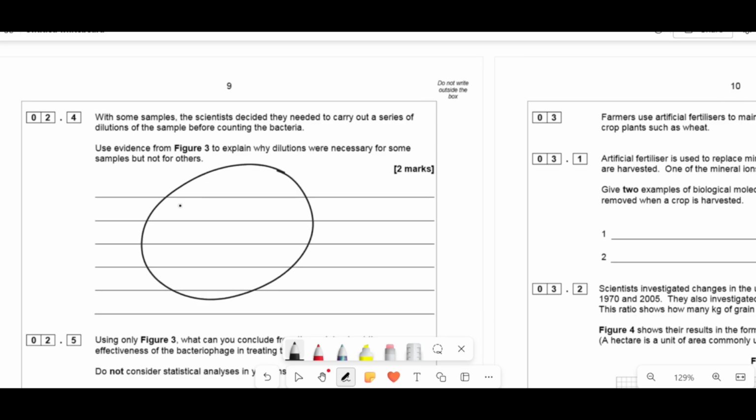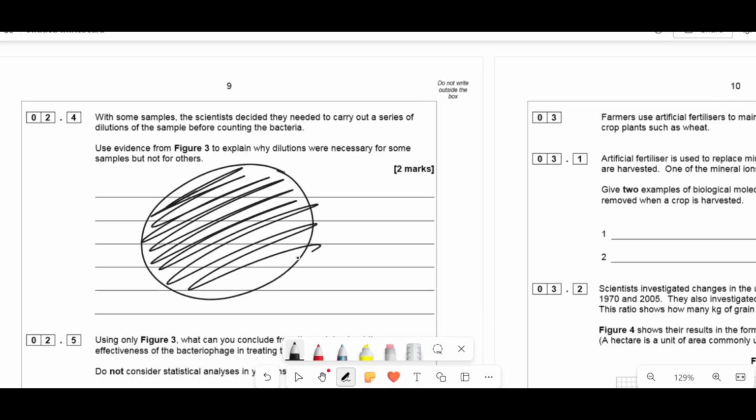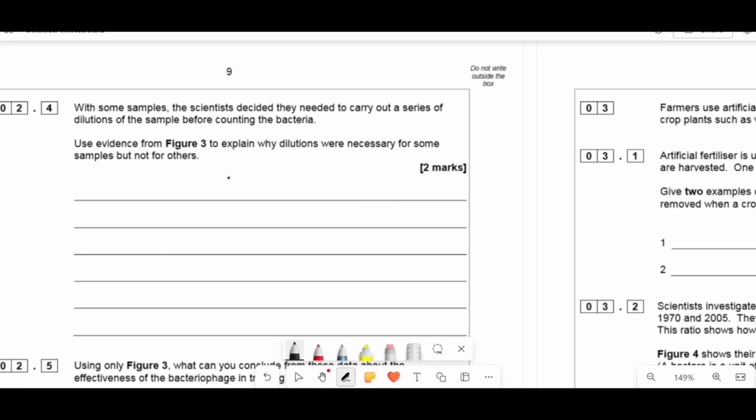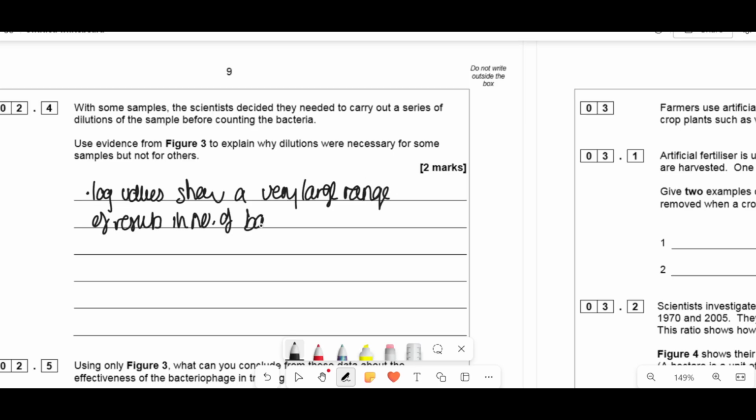If I tried counting colonies on a plate and it's all just packed together, I can't count them. So if I dilute them, I'm going to spread them out so I can actually count them a little bit more easily, and then I can undo the dilutions to eventually figure out what the original number was. So that's exactly what it is: the first thing is that the logarithmic axis, the log values, show a very large range of results in the number of bacteria.